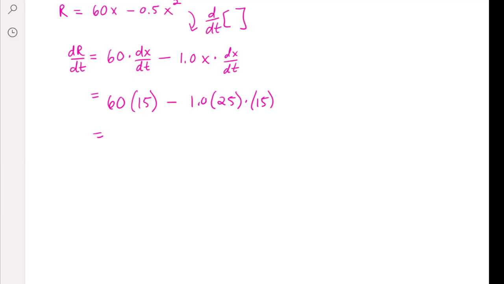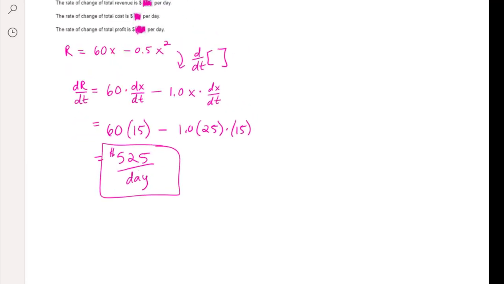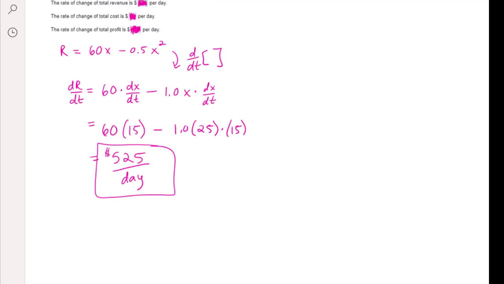And I get 525. And this is revenue per day, so it's $525 per day. And that's the rate of change of revenue with respect to time right there. Okay. And now you'll do cost as well.